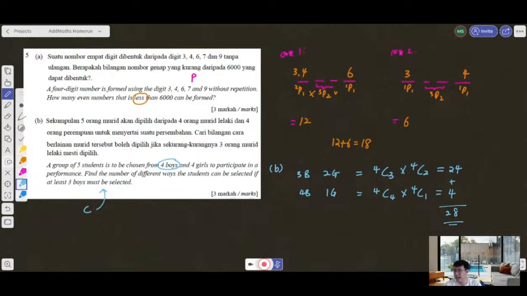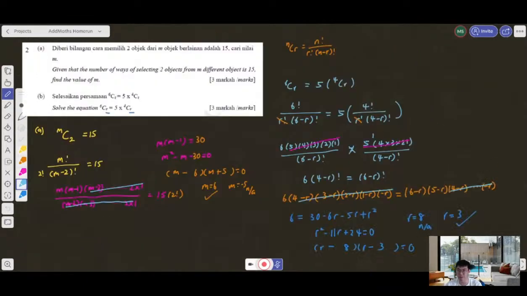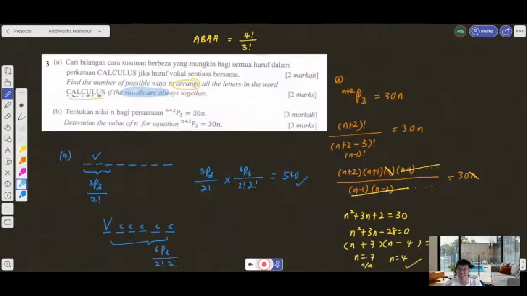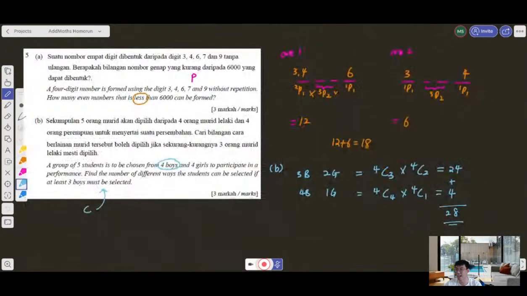Okay, so that's everything about permutation and combination. If you think that you want to understand better on permutation and combination, you can keep on doing these 5 questions. I think it's enough to revise everything you do not understand.